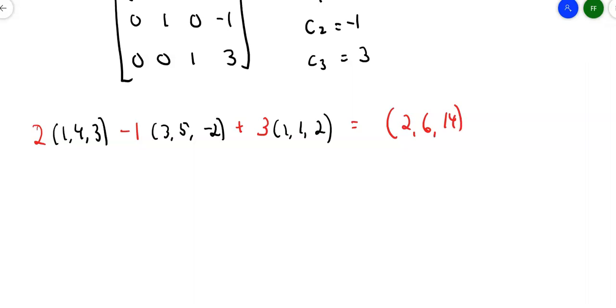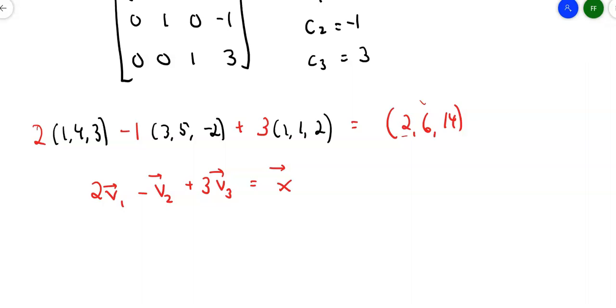2 times 1 is 2, minus 3 is -1, -1 plus 3 is 2. That works. 2 times 4 is 8, 8 minus 5 is 3, plus 3 is 6. That works, and the third one will work also. So you can also write your answer like this. You can write it as 2 vector 1 minus vector 2 plus 3 times vector 3 equals vector x. Okay, so you can write it like that as well, as a linear combination of the vectors.